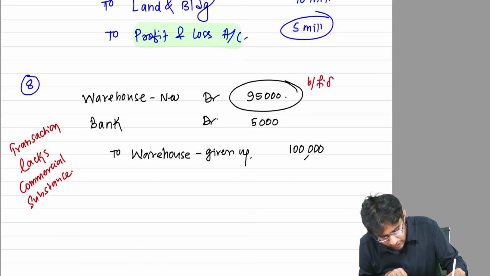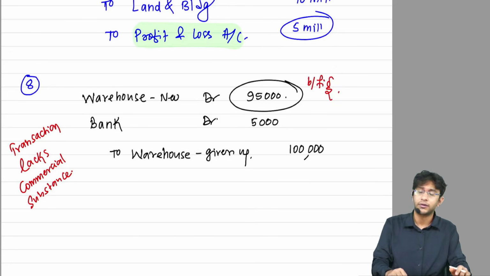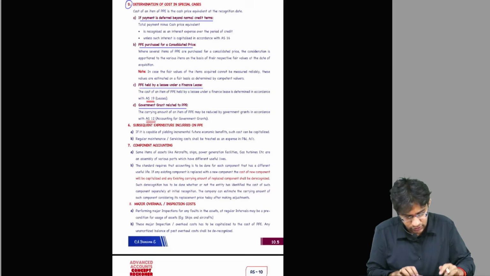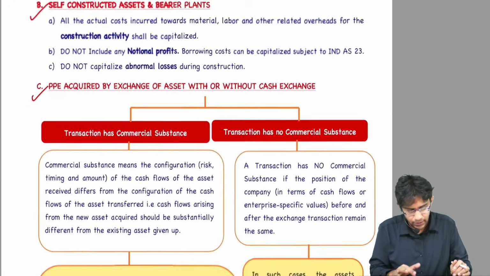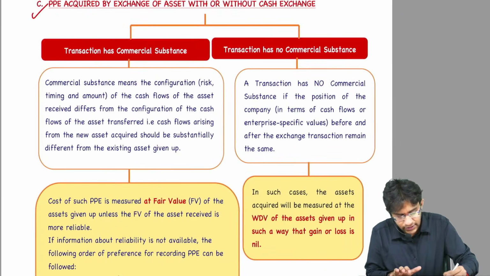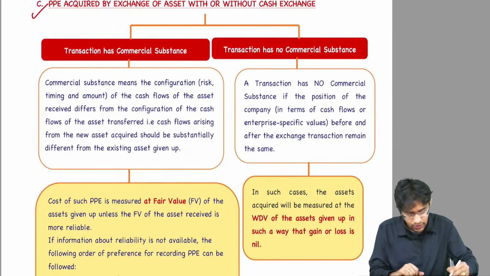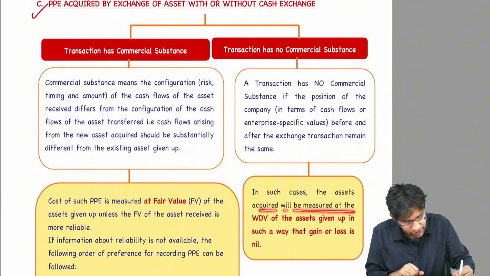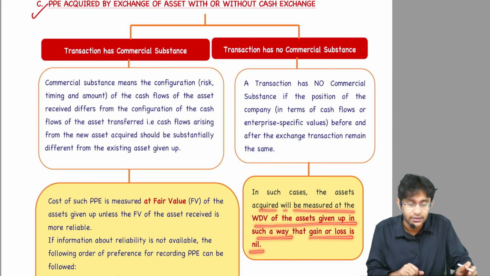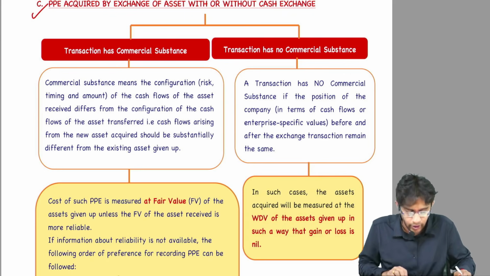The incoming asset should be recognized at the balancing figure. Remember this. This is what we wrote in the concept also, and what we have discussed. When the transaction does not have commercial substance, the asset acquired will be measured at the WDV of the assets given up in such a way that gain or loss is nil. Be very, very careful.